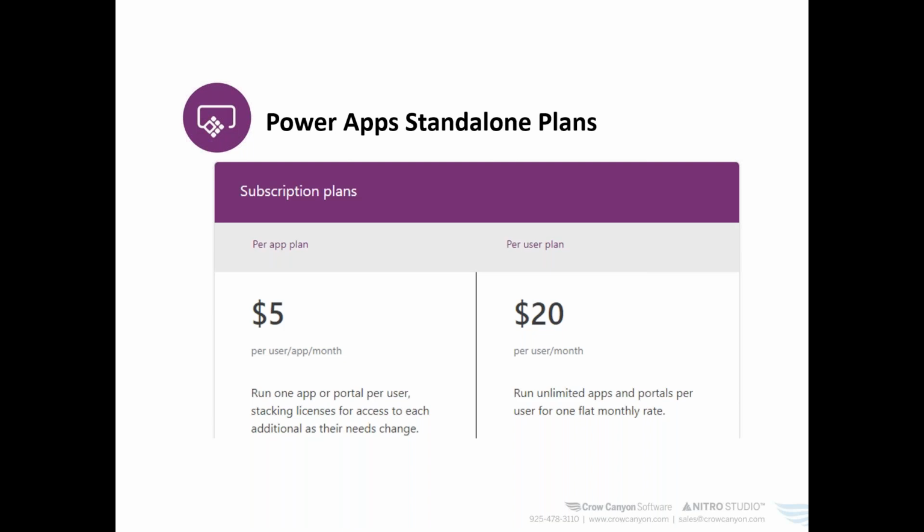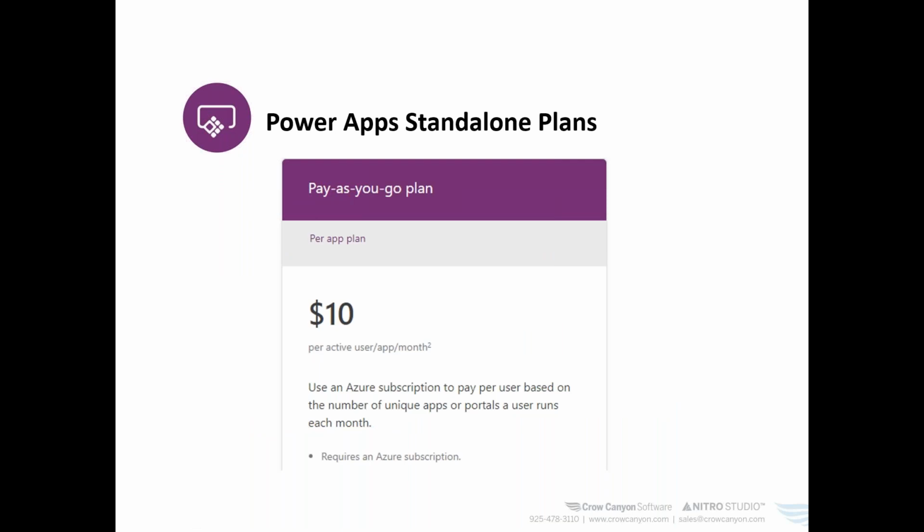The pricing there is $5 per user per app per month versus $20 per user per month. The difference is that one is per app, while this allows you unlimited apps at one rate, and of course that's per month per user. So it depends on the number of users you have, and it can go up quite a bit. We'll look at that in a moment. There's also a pay-as-you-go plan, which requires an Azure subscription to use.